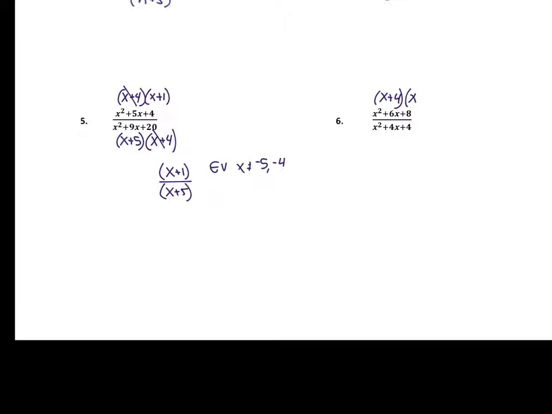Factor the top, x plus 4 times x plus 2. X plus 2 times x plus 2. The x plus 2's will cancel out. That leaves us with x plus 4 over x plus 2. And our excluded values, x cannot equal negative 2.